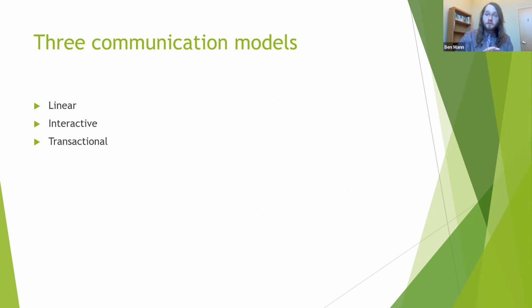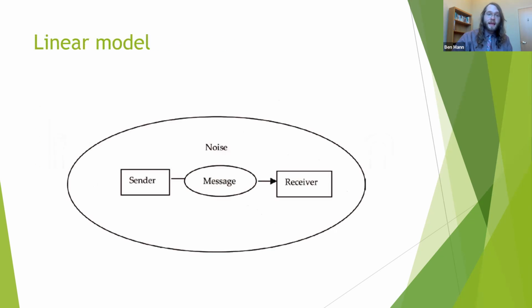Additionally, as discussed in the first chapter of your book, there are what are considered three major models of communication, which are linear, interactive, and transactional. The linear model is pretty straightforward. It suggests that there's a sender, the person that's giving the message, there's the message itself, right? And then there's the receiver who's taking in the message.